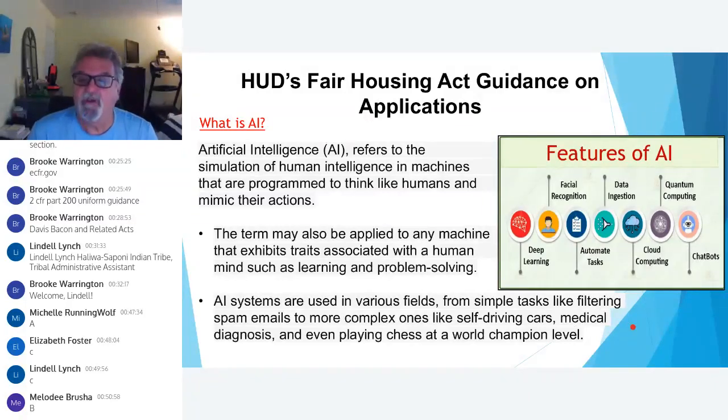self-driving cars. I've yet to see that in real time. Medical diagnosis, even playing chess in a world gym. Now, the medical one, I can see that happening, and I've experienced that.